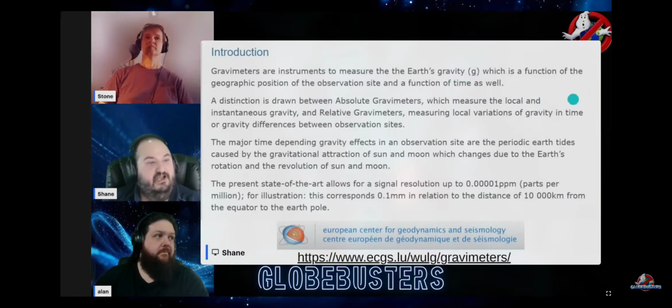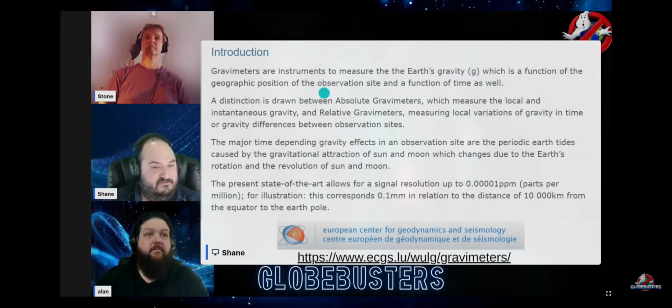Quickly, we'll go through some of the scientific references here, because they talk about absolute gravimeters, relative gravimeters, and what each one measures. This is an excerpt from the ECGS, the European Center for Geodynamics and Seismology. They say that gravimeters are the instruments used to measure Earth's gravity field, which they denote G, which is a function of the geographic position of the observation site and a function of time as well. So that is very important.